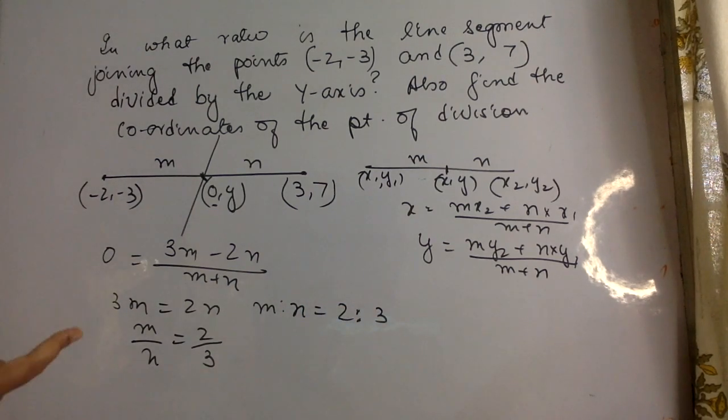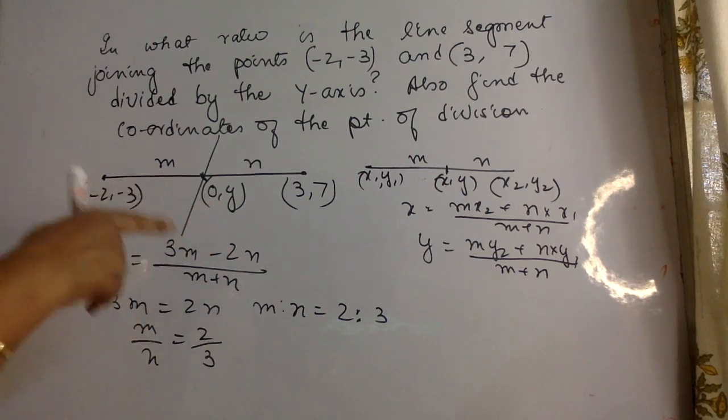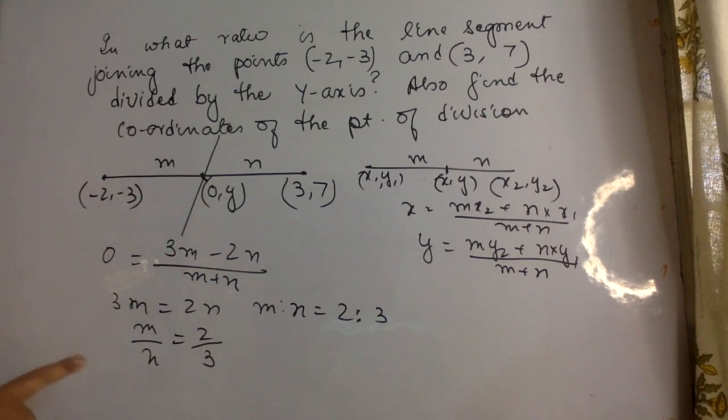So I have got the ratio using this 0. Always use the 0 to find the ratio. It will give you the answer very simply. Okay. Come to the next part of it.